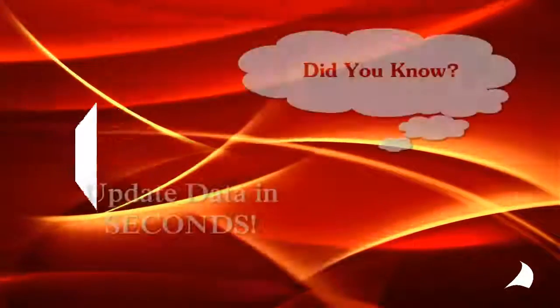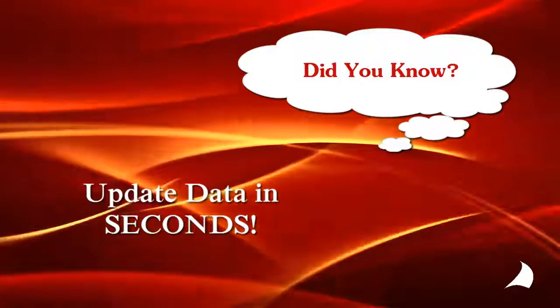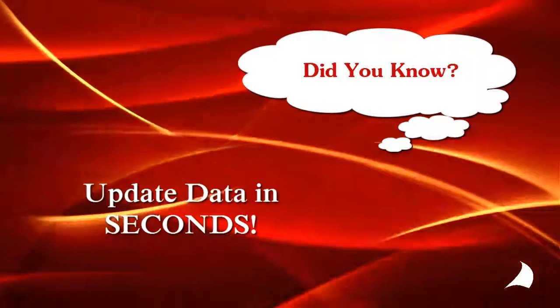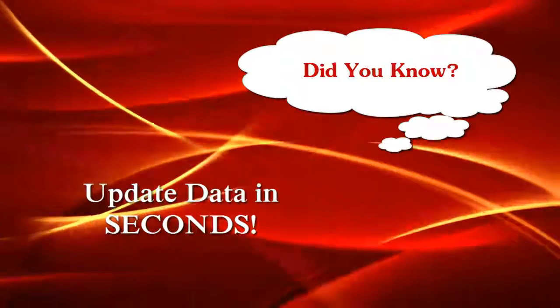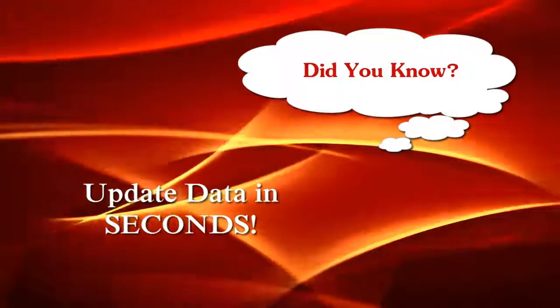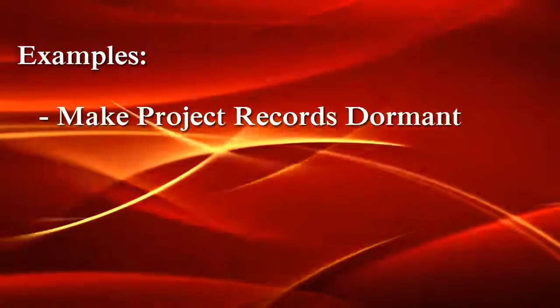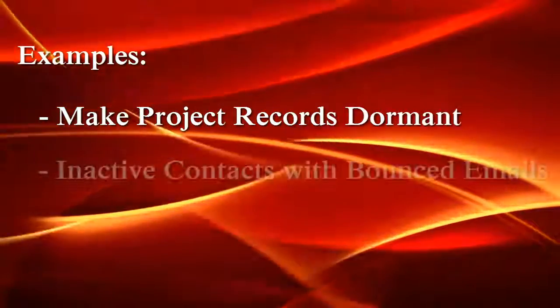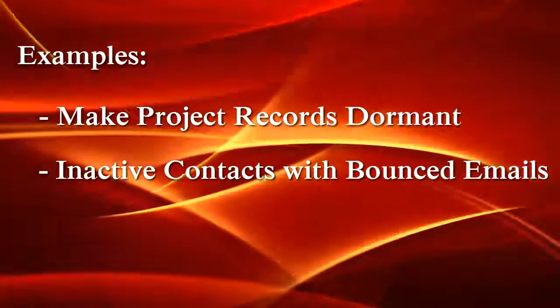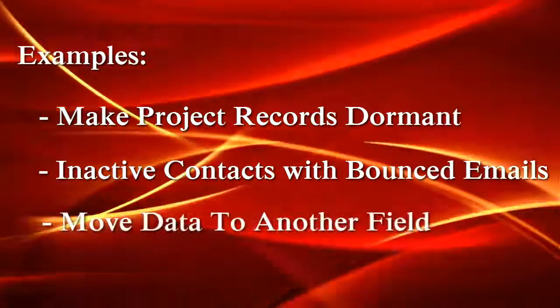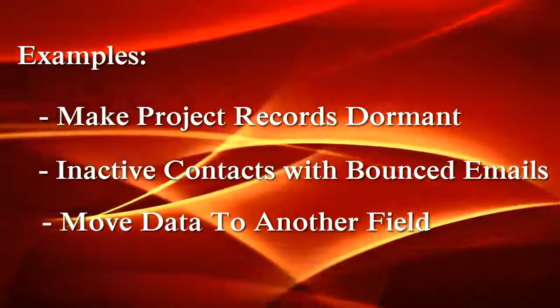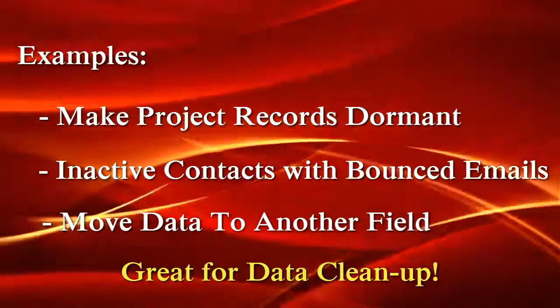Did you know you can quickly update data in seconds with the Search and Replace feature? The Search and Replace utility makes it possible for you to update fields globally for multiple records. Some examples of using the Search and Replace utility might be making project records dormant on all levels, inactivating contacts that have bounced emails, and moving data from one field to another. The possibilities are endless and great for data cleanup.